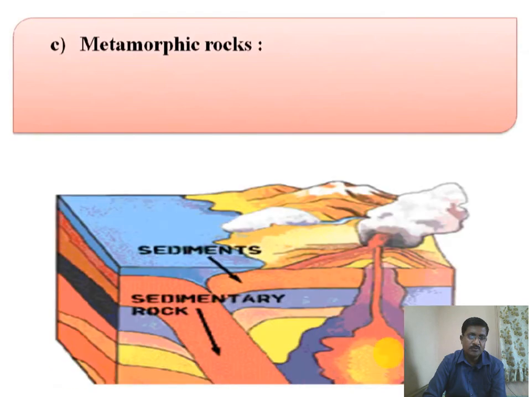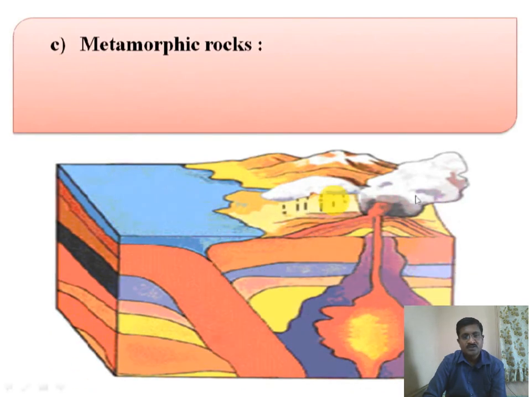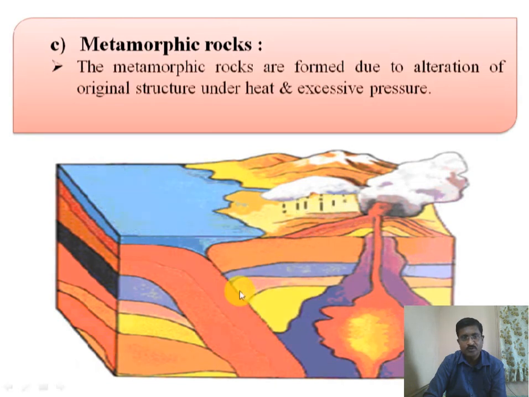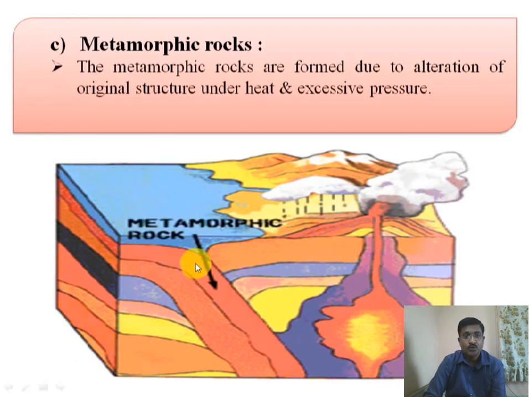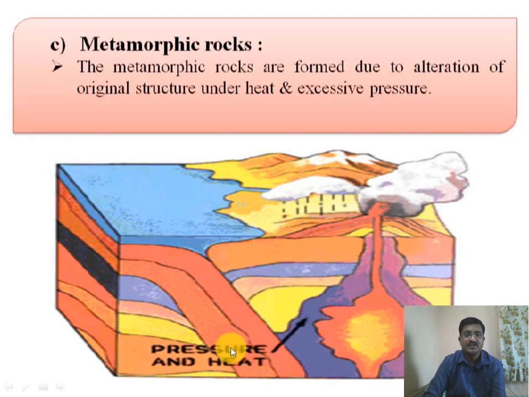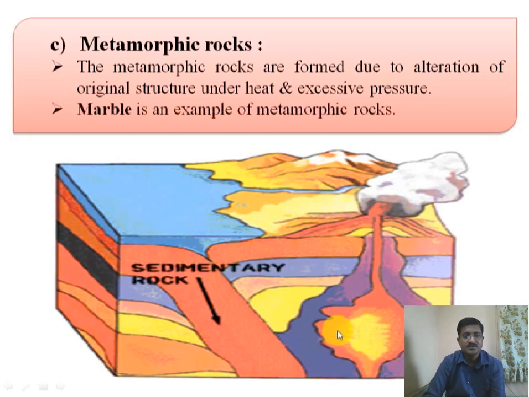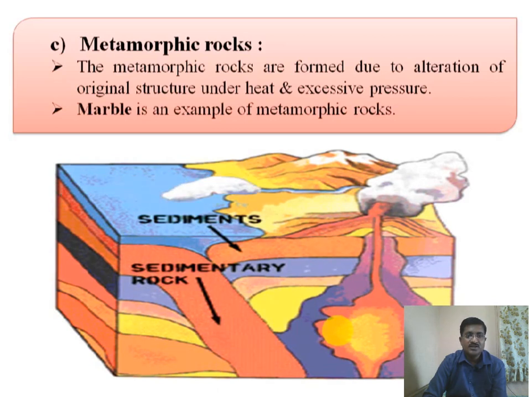Next one is the metamorphic rocks. You can see the animation of how the formation takes place. Metamorphic rocks are formed due to the alteration of the original structure under heat and excessive pressure beneath the earth surface. Marble is an example of metamorphic rock.